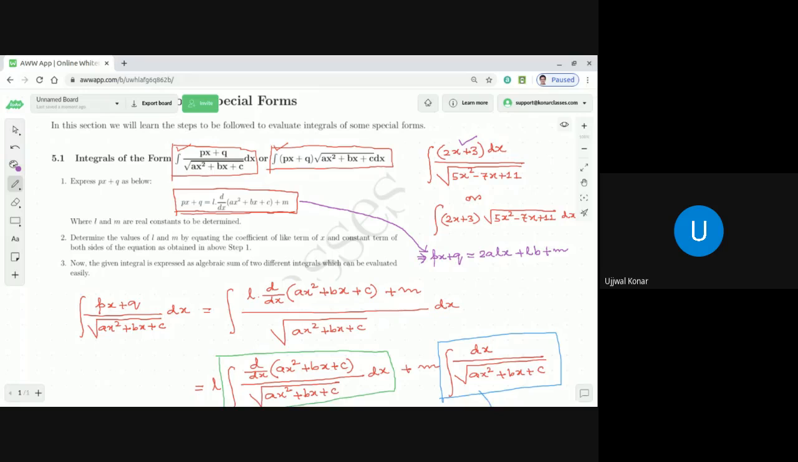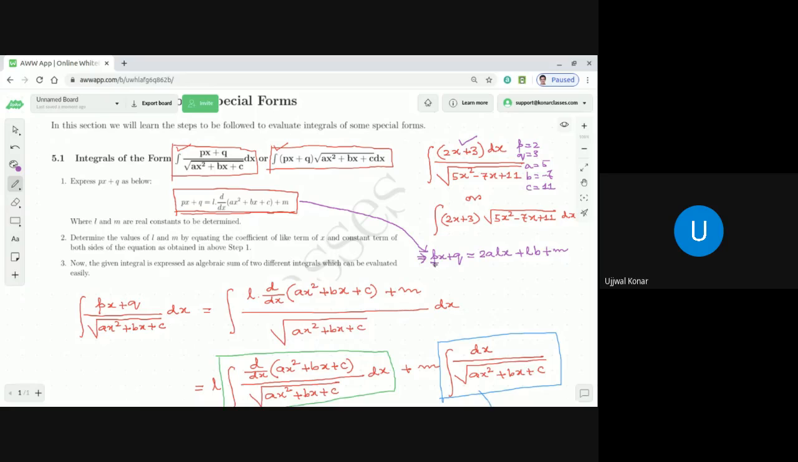What is the value of Q? Q is equal to 3, isn't it? P is equal to 2, Q is equal to 3, A is equal to 5, B is equal to -7, and C is equal to 11. Correct or not? Yes. So then you can equate the like terms.